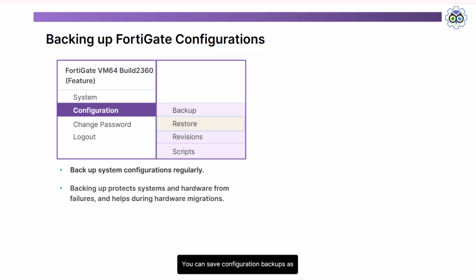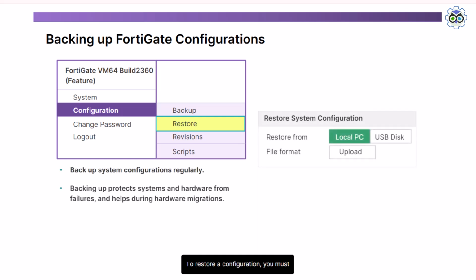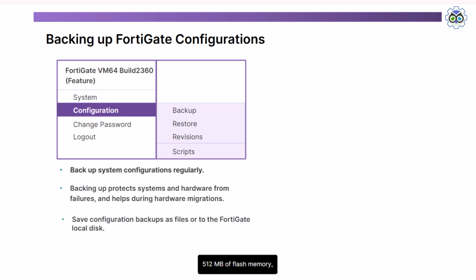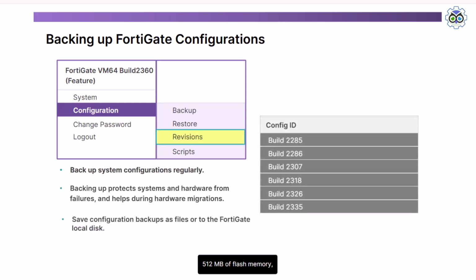You can save configuration backups as files on the local PC, or, if available, a USB key. To restore a configuration, you must know where the backup file is stored and upload it using the GUI. Additionally, if your FortiGate device has at least 512 megabytes of flash memory, you can store configuration revisions locally on the firewall and use them to revert quickly to a previous system state.